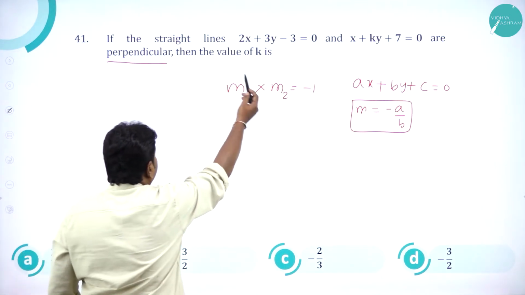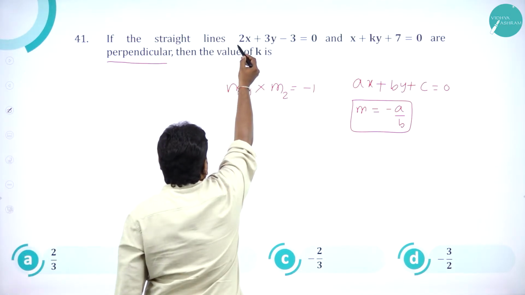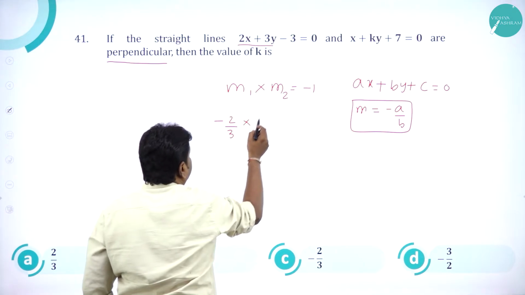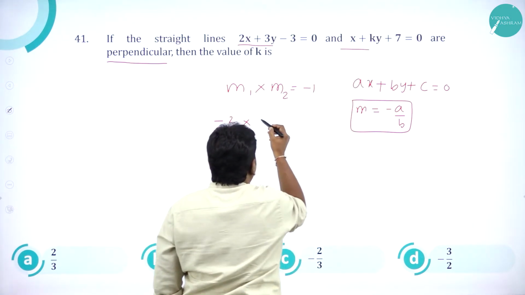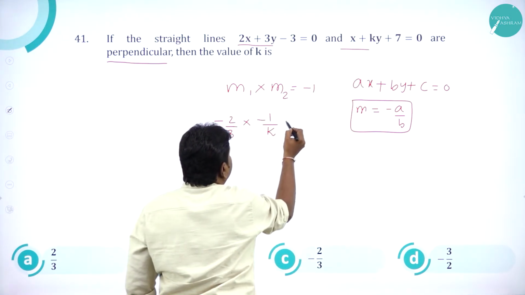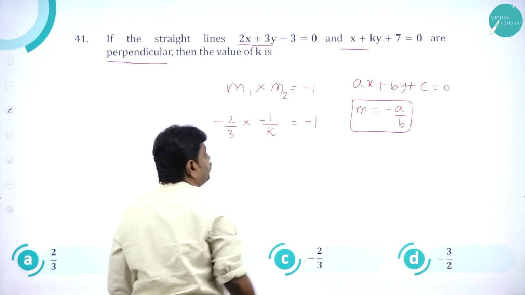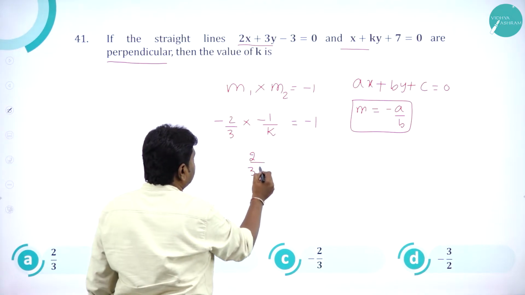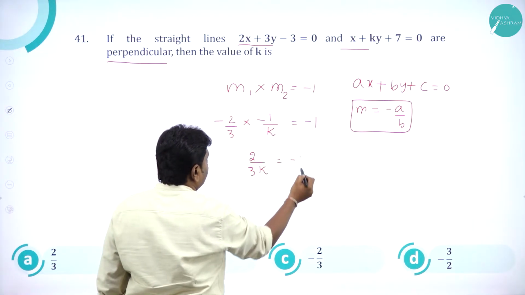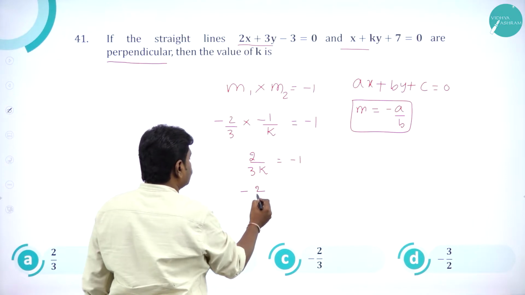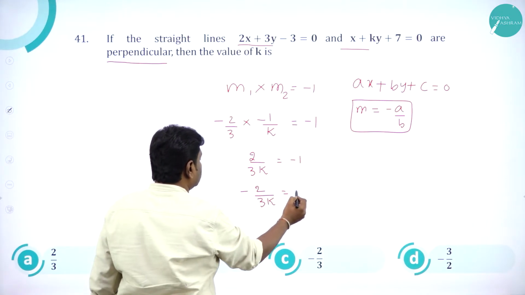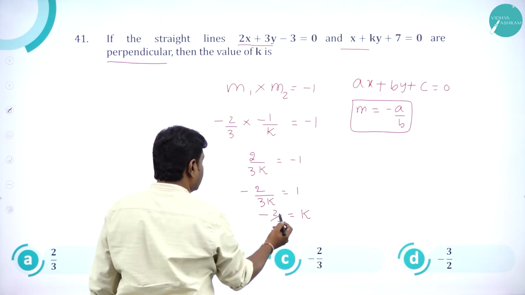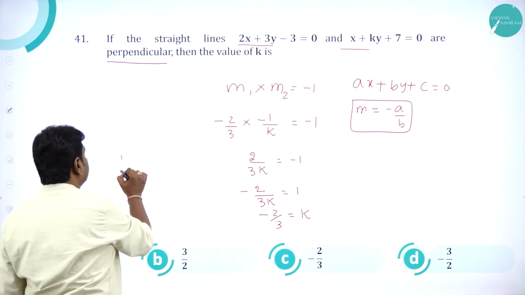So now they told two lines are perpendicular. What is m1 for first line? Minus a by b, if you do, you'll get minus 2 by 3 into, for second line, minus a by b, if you do, you'll get minus 1 by k is equal to what? Minus 1. Solve this. So 2 divided by 3k is equal to minus 1. Multiply minus on both sides, 2 by 3k is equal to 1, or we need k, transfer k to that side. So k is what? 2 by 3 negative. So k is minus 2 by 3.